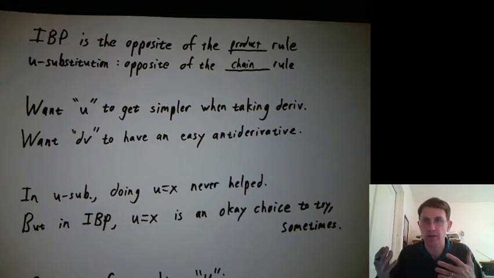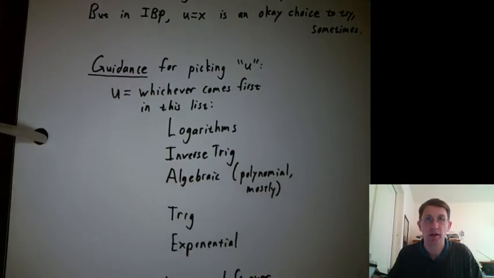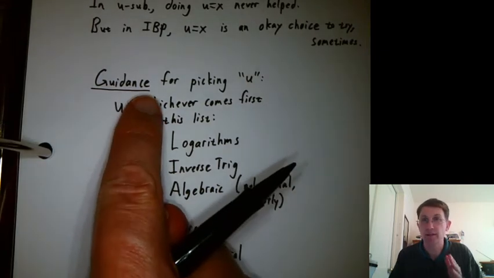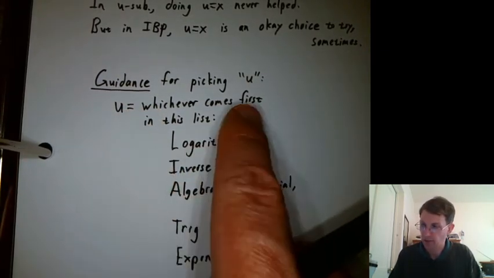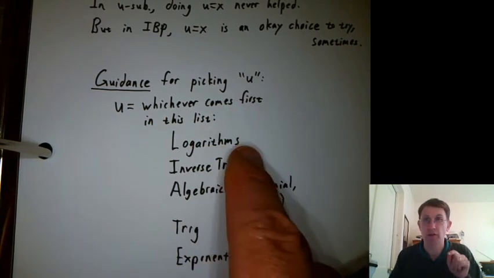You might be thinking I'm going to need a lot of creativity to come up with what's the best U, what's the best dv, and on occasion you do, but there's this nice guideline that someone made up, Herbert Kasube, I think. So this is guidance. It's not an absolute rule. It's something to try first. And the idea is pick whichever of the following things in this list comes first, make that U.